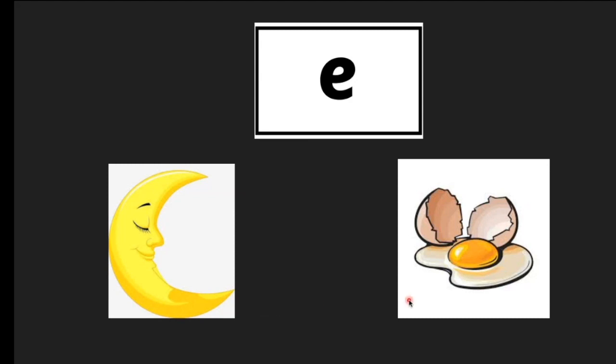All right, let's go on to the next picture. What do we have here? We have here a picture of an egg. Egg. Now listen carefully to the word egg. I'm going to tell the sounds for the word egg. Egg.